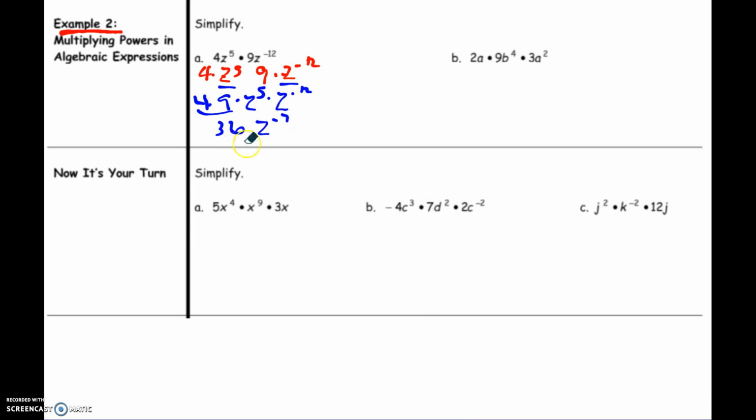Now if you paid attention in the first lesson, you know that having a negative exponent isn't okay when you're simplifying. So I'm going to move that down to the bottom and make my final answer 36 over z to the 7th.